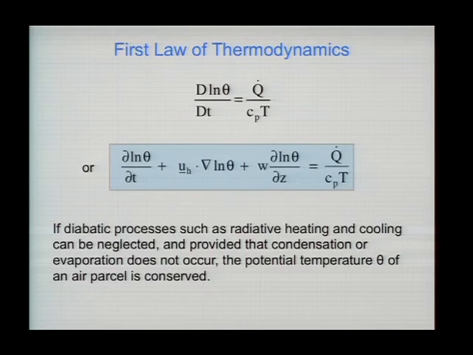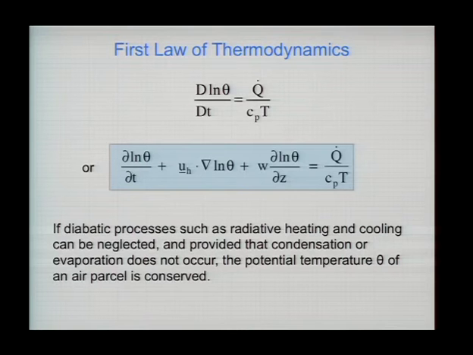The most useful form of the first law, and one of the most common forms of the first law in meteorology, is this. d by dt of the log of the potential temperature is the heating rate divided by the specific heat at constant pressure times the temperature. If you take the Cp to the other side, Cp times log of theta, that's actually the specific energy.